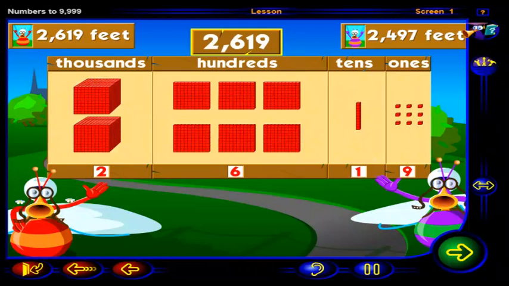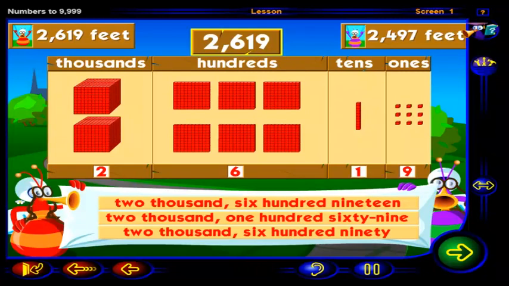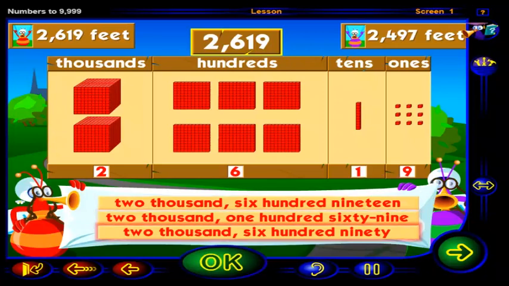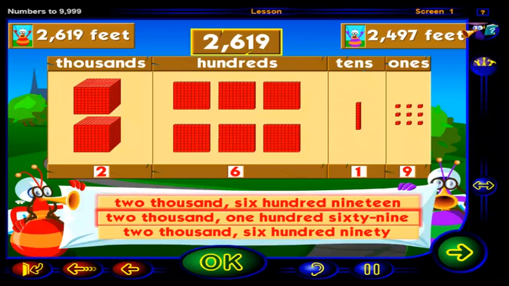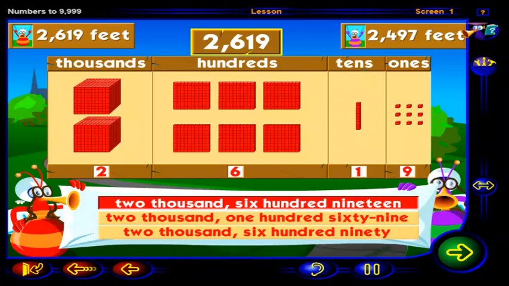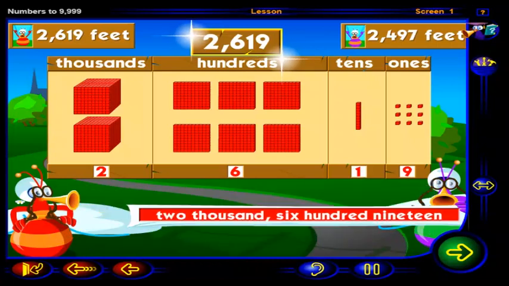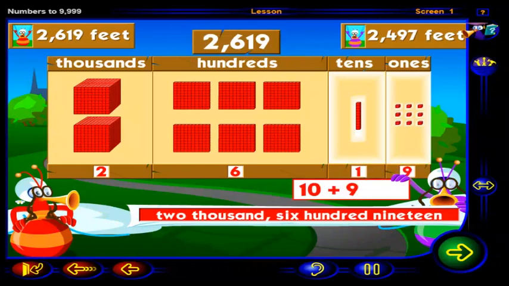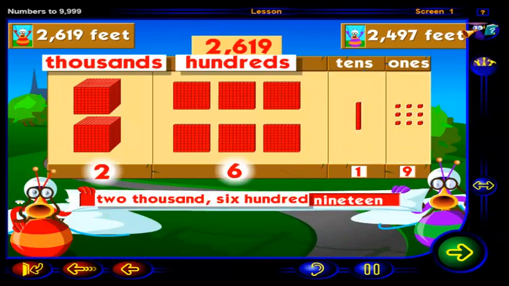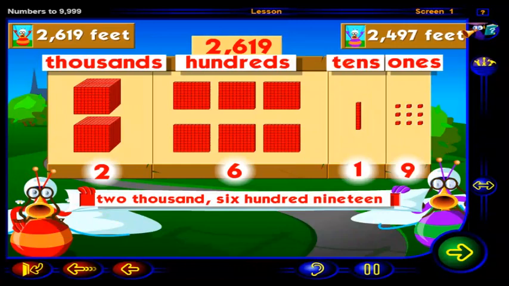What is the name of this number? Click on a name, then click OK. That's right. The name of this number is 2,619. 1 ten and 9 ones is 19. So the name of this number is 2,619.